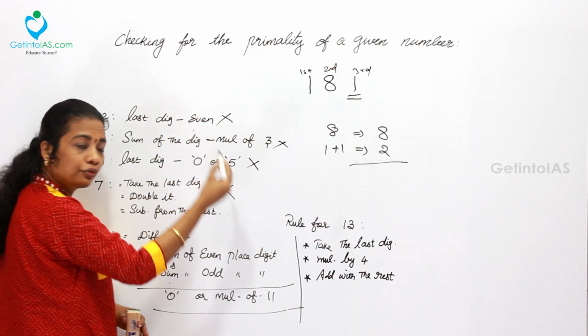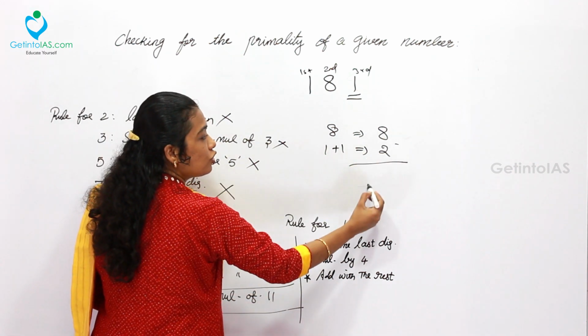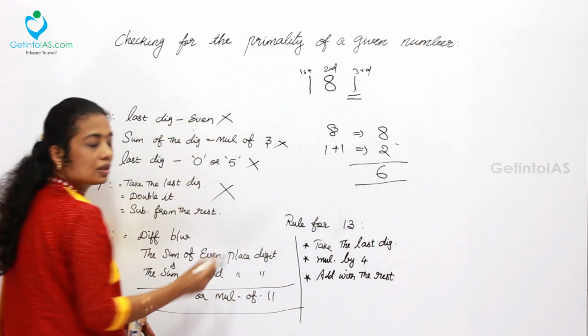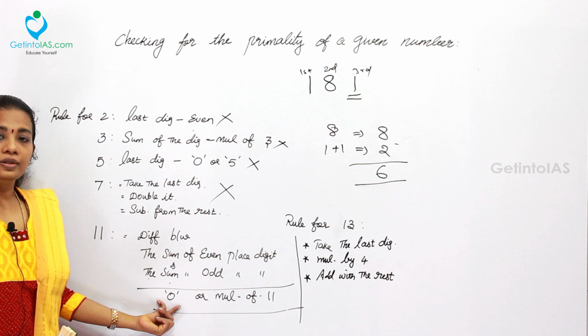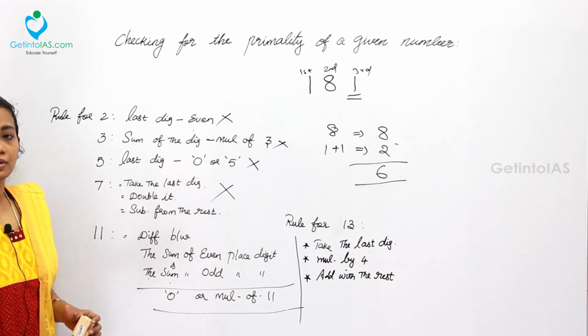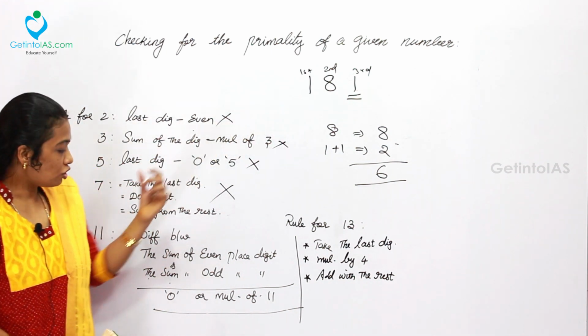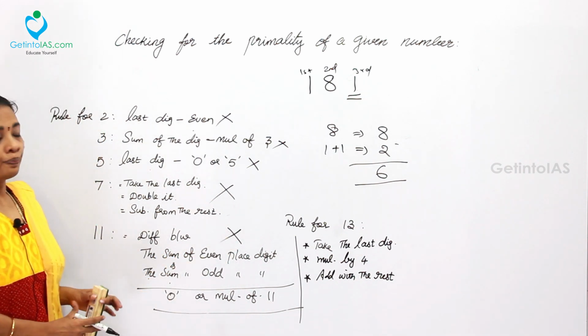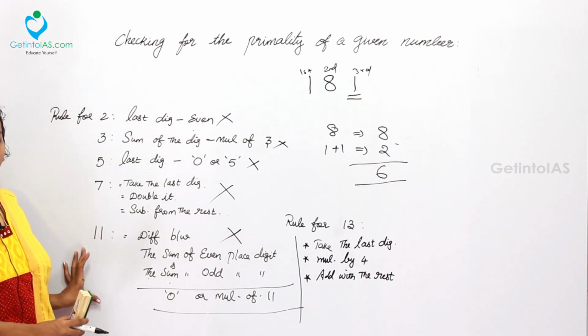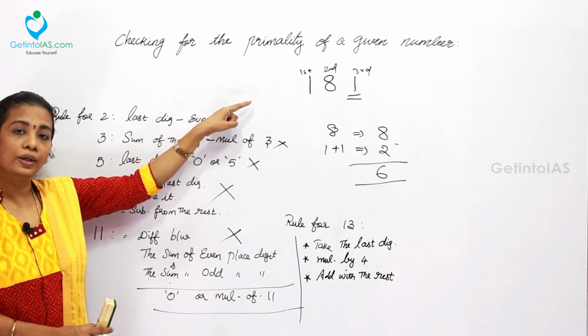Now I am getting the difference between these two. 8 minus 2, which is 6. 6 is not a multiple of 11 and also not equal to 0. So simply we can say 181 is not divisible by 11. So 11 is also struck out. So these 5 numbers do not divide 181.